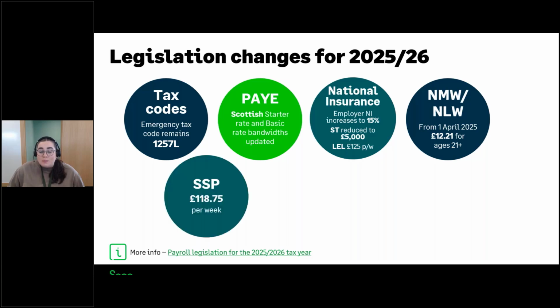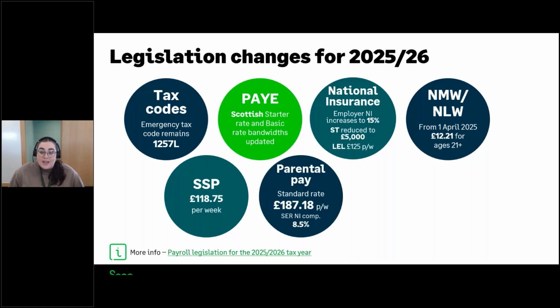Moving on to statutory payments as well. The rate of SSP, statutory sick pay, is increasing from £116.75 to £118.75 per week, as well as the standard rate of parental payments. That is increasing to £187.18 per week. And also remember that big change for small employers relief too. It is increasing to 8.5% national insurance compensation, meaning if you are eligible, you can reclaim more of those statutory parental payments.